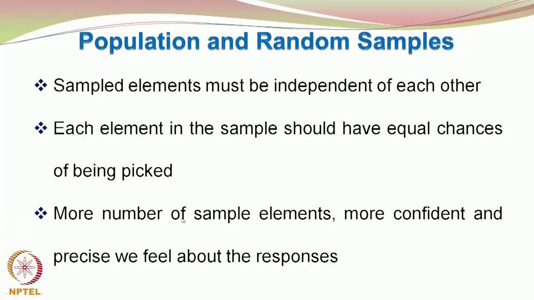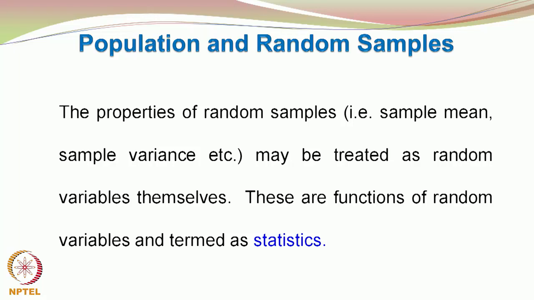And again, the third criterion also makes a lot of sense. If you have more number of sample elements, more confident and precise we feel about the responses. The more number of balls you pick from the box, a better idea you will have about the distribution of balls in the box. The properties of the random samples we are interested in are the sample mean, sample variance, and they are also treated as random variables. If the entities of a sample are random variables, then any mathematical combination of them will also be a random variable. And these functions of random variables are called statistics.